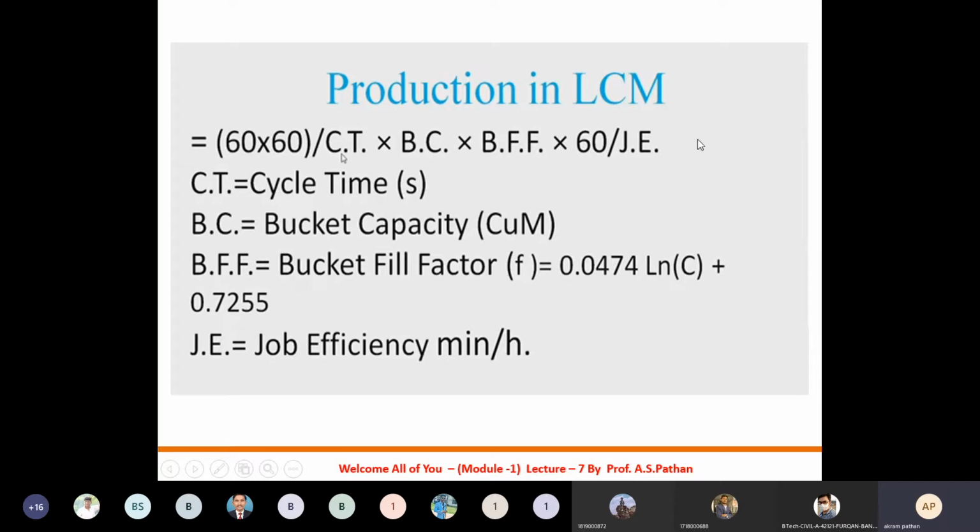Then the production in LCM also, that is the loose cubic meter. So this is the simple formula to convert the meter cube per hour into loose cubic meter.